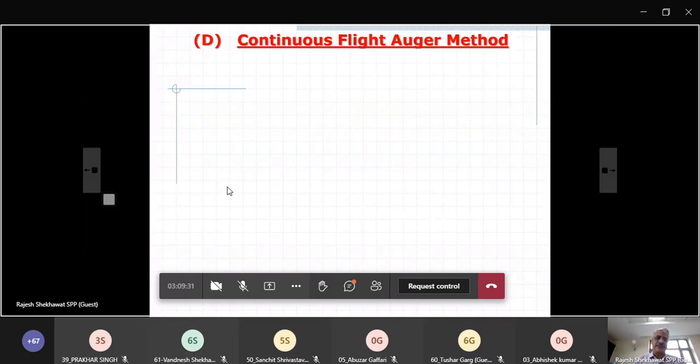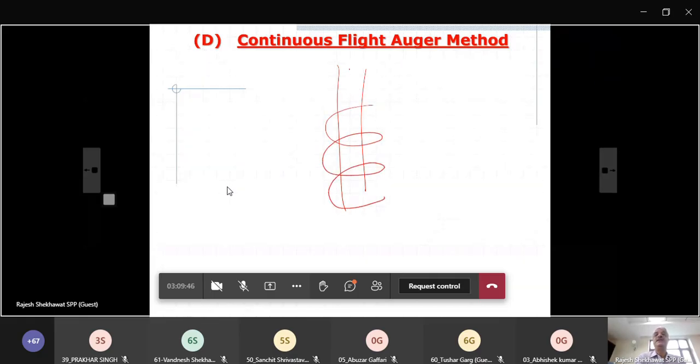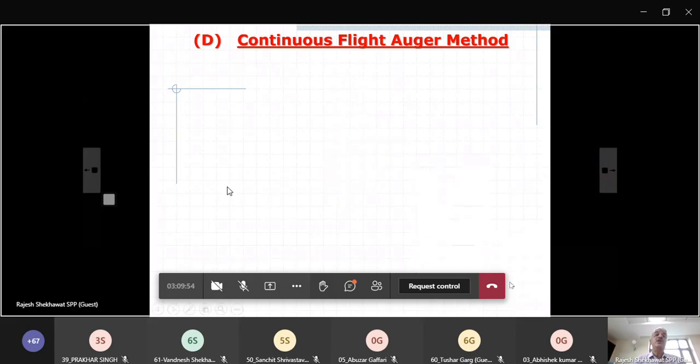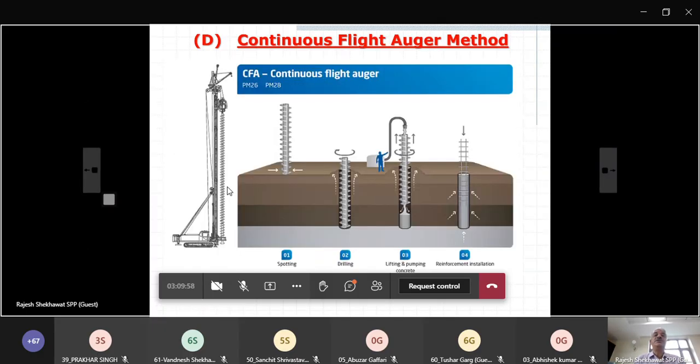Now come to next, continuous flight auger. I think it must have been told to you in geotechnical investigations last time when you were here. Continuous flight auger is a type of auger where there are spirals on the side of auger. There will be a stem, and there will be a spiral on the side of this. There can be solid stem CFA. There can be hollow stem continuous flight auger. So these types of augers are used for boring in the ground, and then you do concreting and other options.